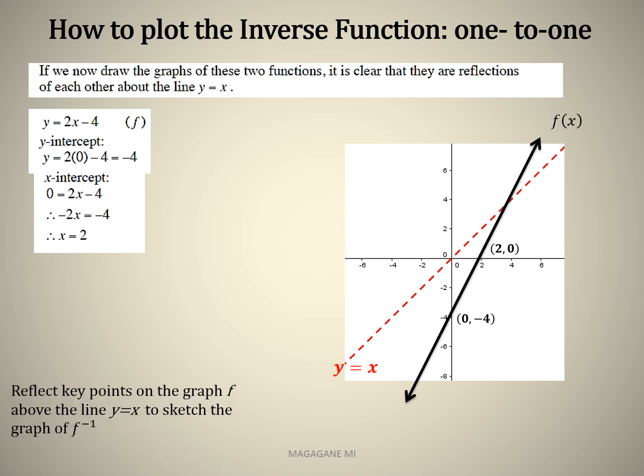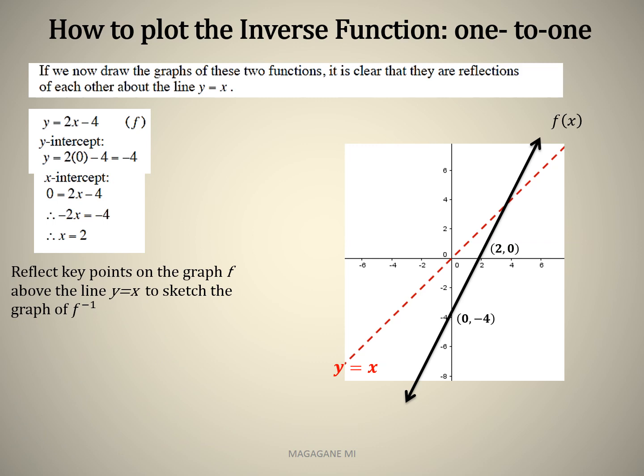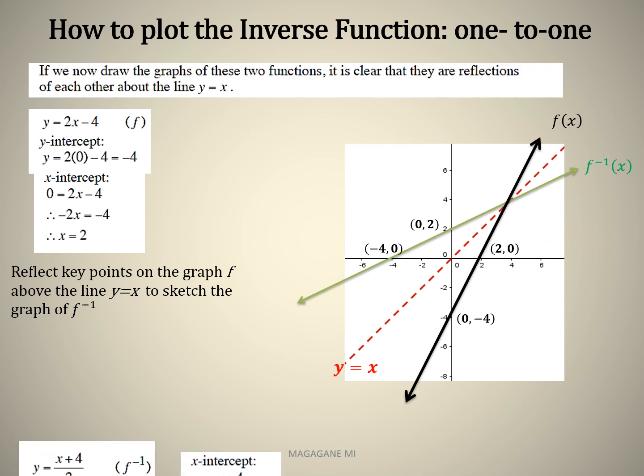Now, let's look at the inverse. Reflect the key points on the graph of f about the line y equals x to sketch the graph of the inverse. So we are going to reflect the 2 key points, which are 2, 0 and 0, minus 4. So we'll have 0, 2 instead of 2, 0, reflected, and then minus 4, 0. Then from there, we draw the inverse of f of x.